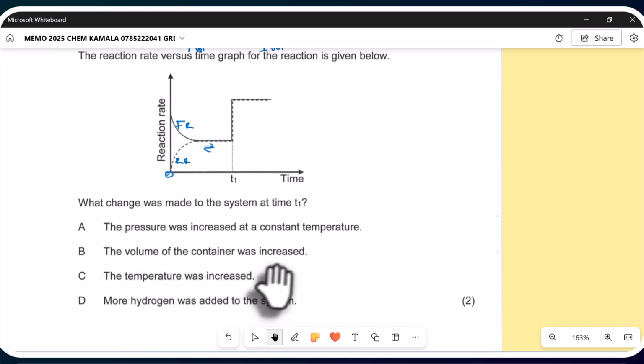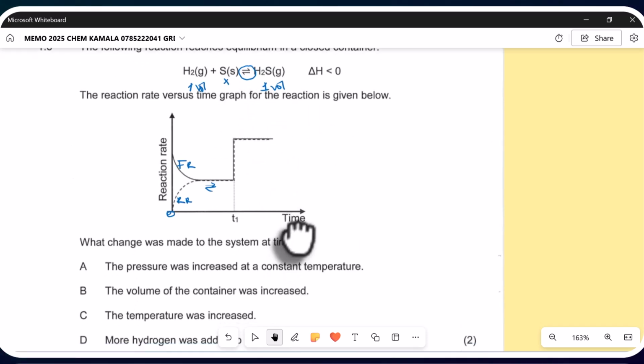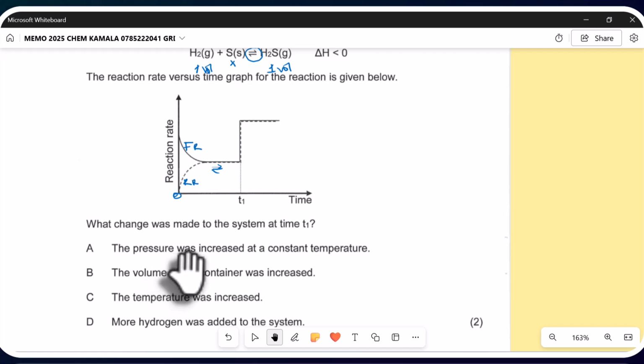Then if you look at our part A, the pressure was increased at a constant temperature. Now, when the pressure increases, the volume must decrease. And if the volume decreases, from C equals n over V, it means that the concentration of both the reactants and products is going to increase. And it's going to cause a sudden increase in both the forward and reverse reaction rate. So the best answer here is actually A.